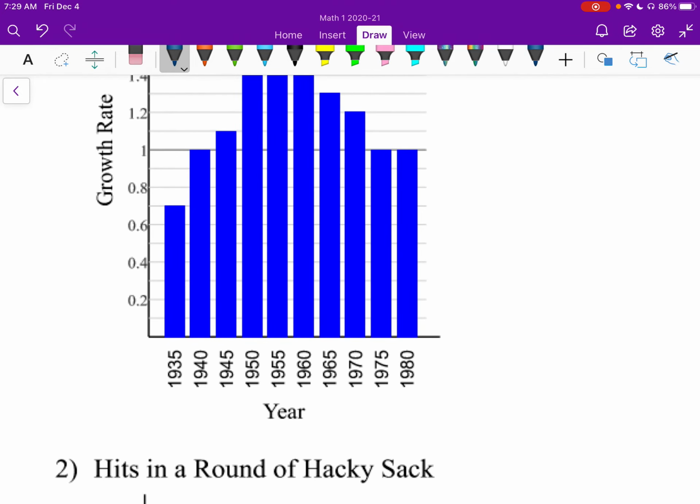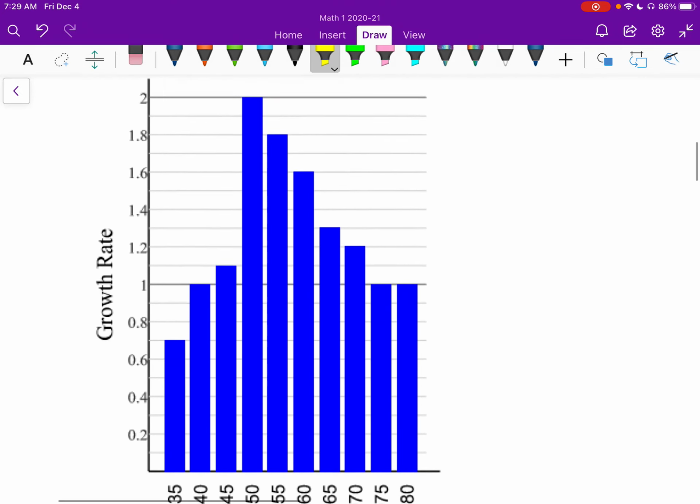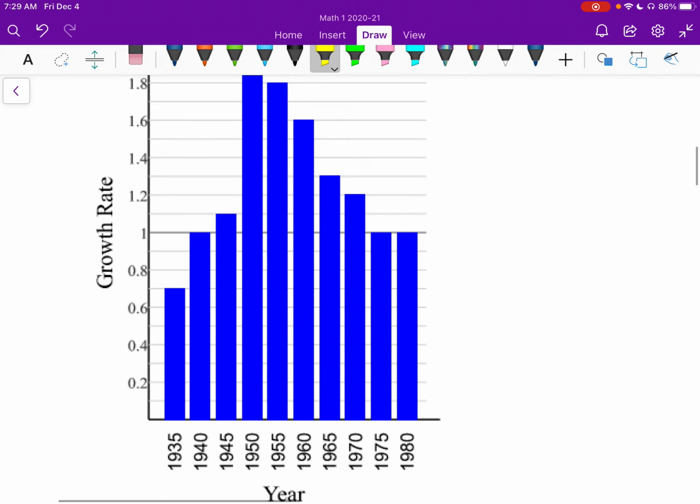So we look here, and this is an actual bar graph. It's not a histogram. For 1935, they had a 0.7. So 0.7 is my first number. And then for 1940, it was already up to 1. 45 was 1.1. I'll cross these off.